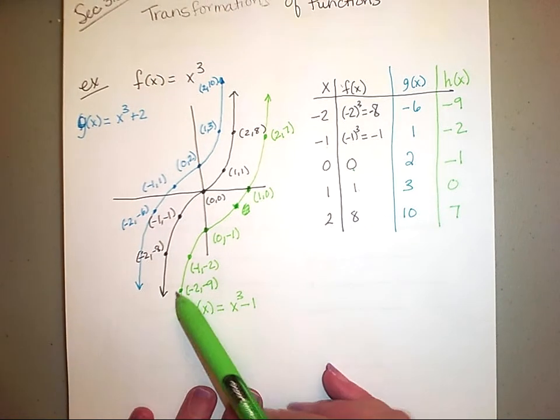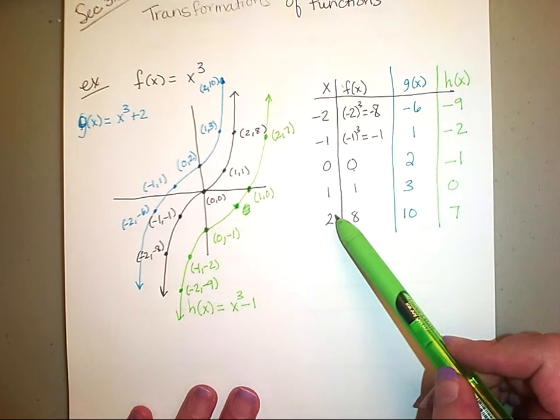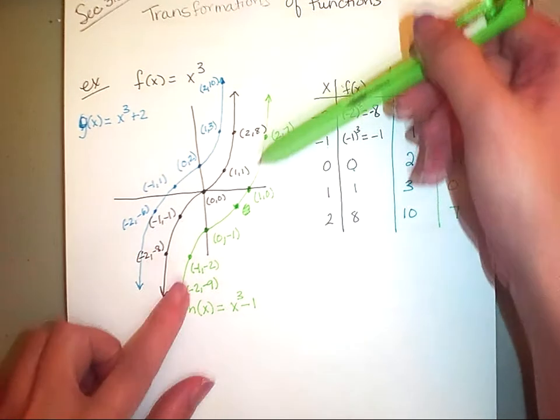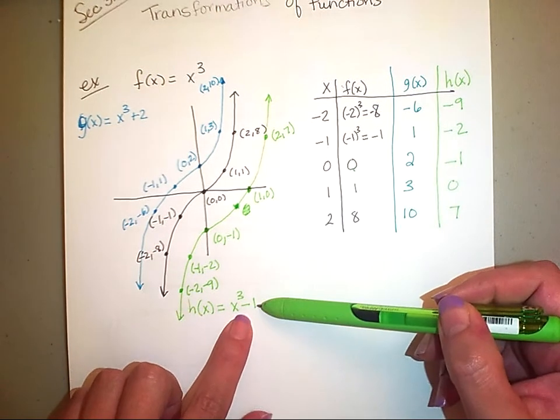The important thing to understand is that, again, the x values stayed the same because I picked the same ones, and the only thing that happened is that I changed the y values. And so what that did was drop the shape, specifically 1 unit.